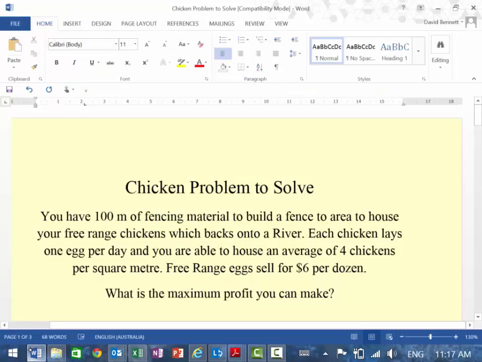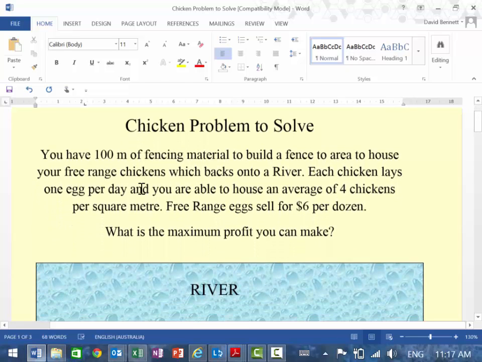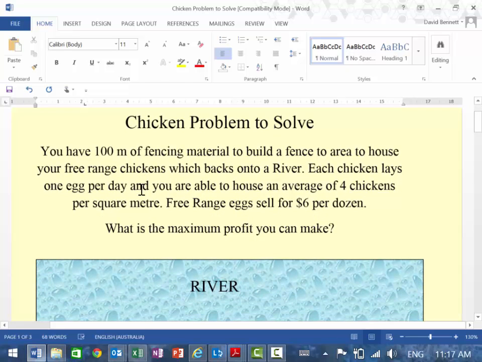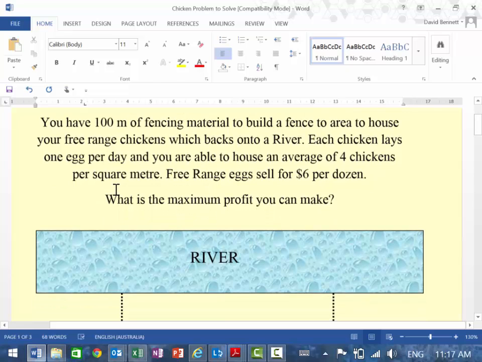The question is, here's the chicken problem. The chicken problem is you've got 100 metres of fencing and you're going to build that fence near, obviously, near the house. So you've got a river. Alright, we're going to free range our chickens. So it backs onto the river.